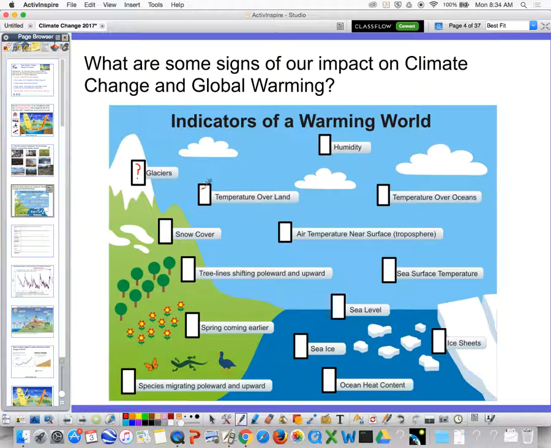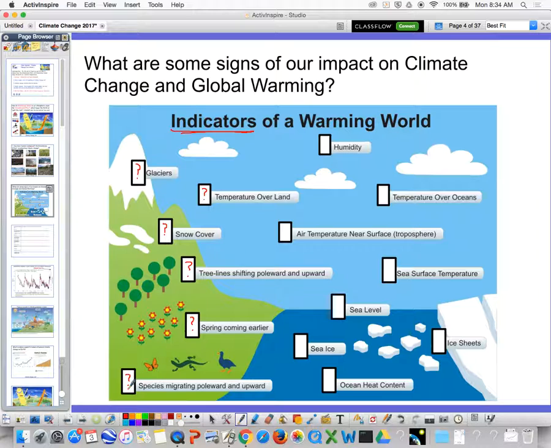So what are some indicators, signs of a warming planet? The big question marks are what is going to happen to glaciers, what happens to the amount of snow cover, the forest areas, ecosystems, the change in the seasons, species migration.